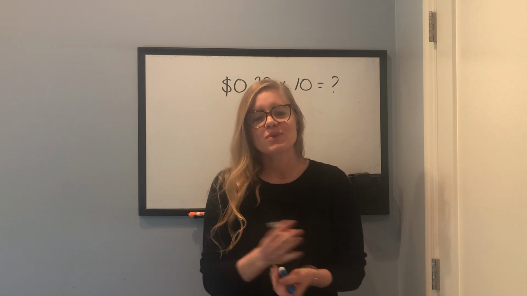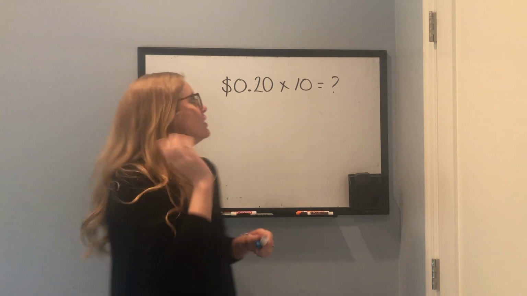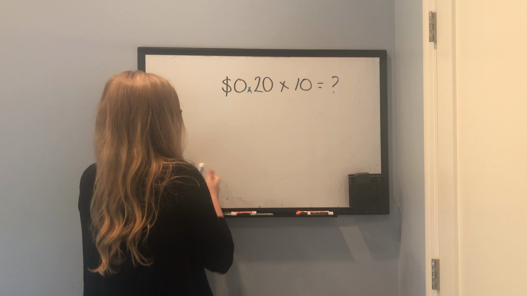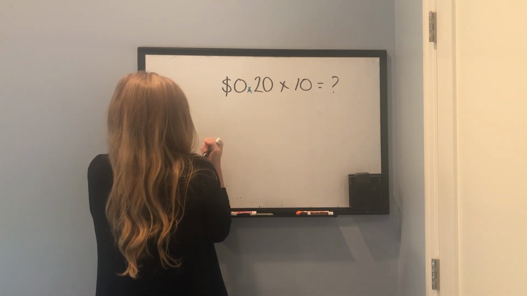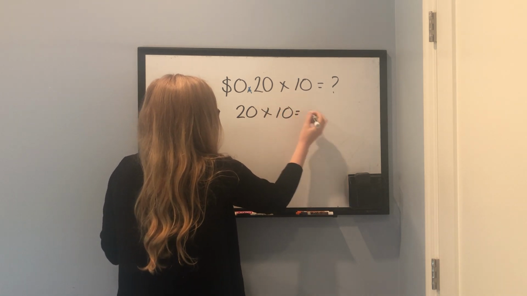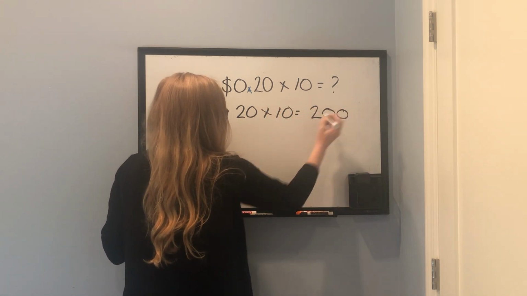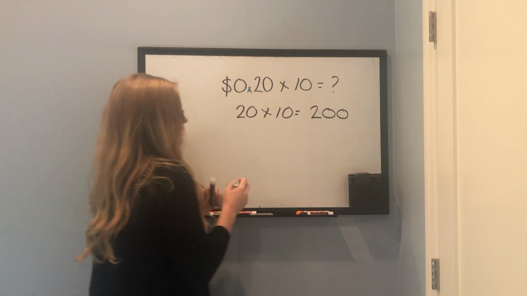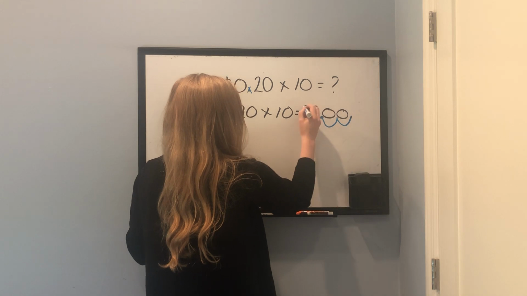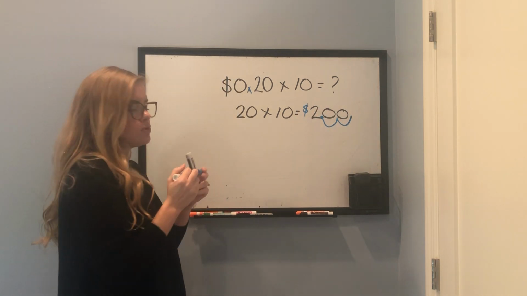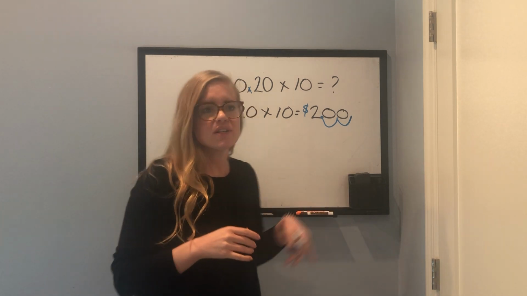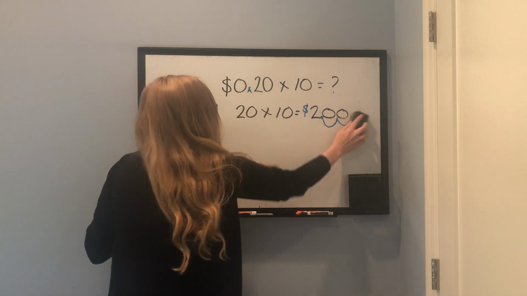Okay, welcome back, scholars. We're here to solve this now. So we, of course, took away our decimal point, and we did 20 times 10, which, of course, is 200. Now we're adding our decimal point back in by going 1, 2, back over. So our answer is $2 after we add that decimal point back in. Okay, so these were pretty simple problems, a nice warm-up for us.